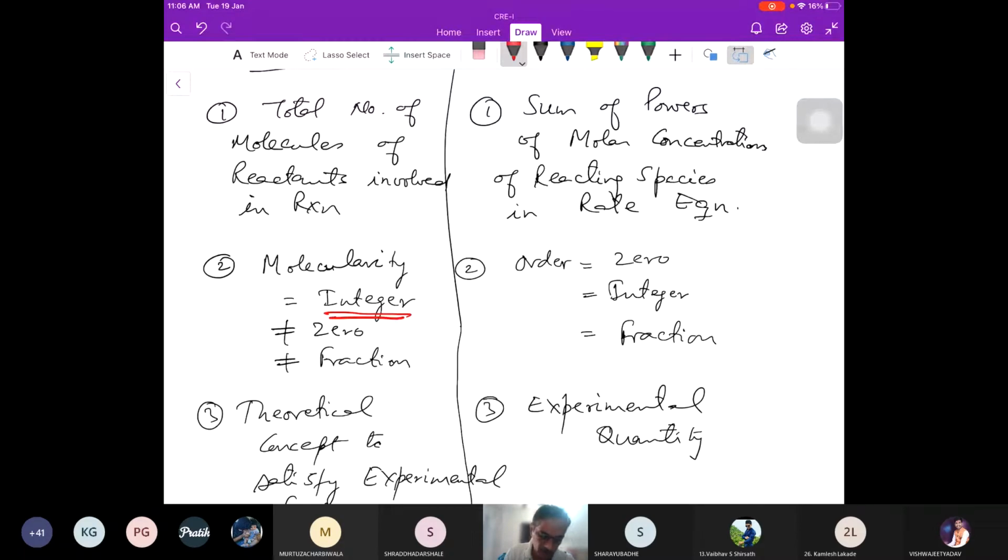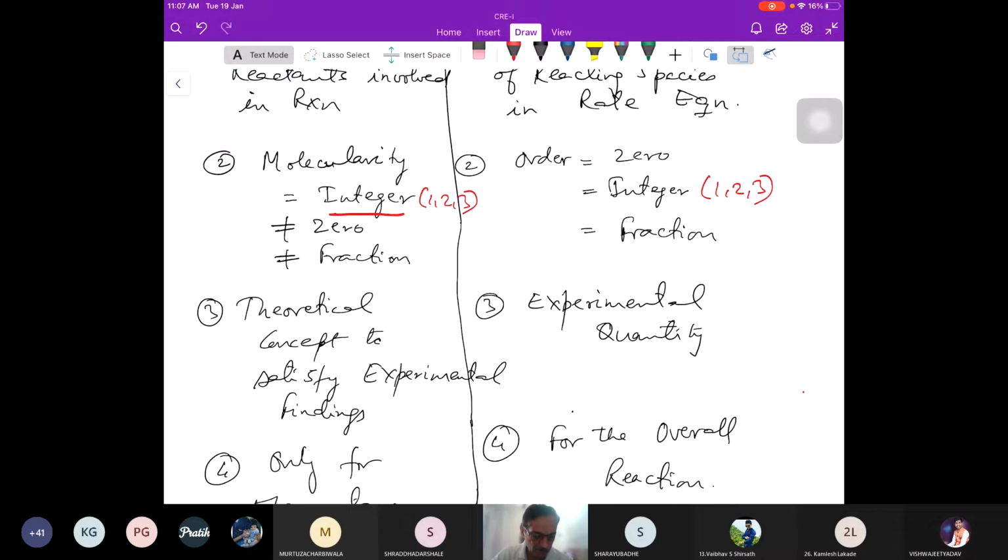It's not equal to 0, not equal to a fraction. Whereas order can be 0, it can be an integer, or it can be a fraction. ठीक है?